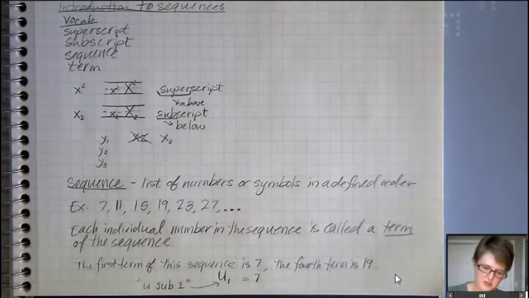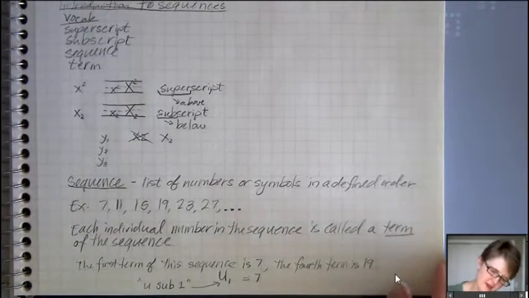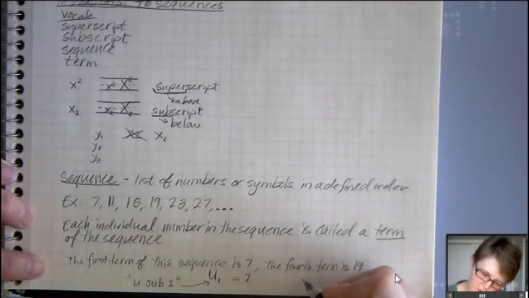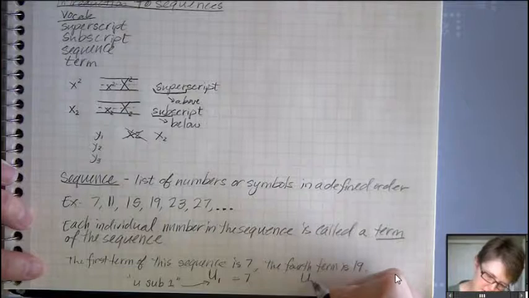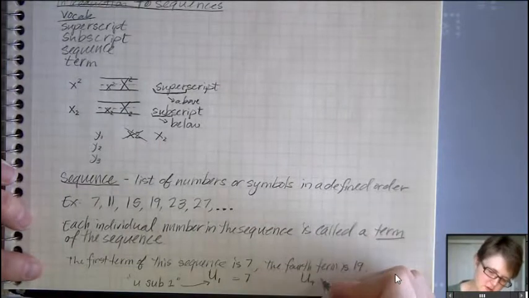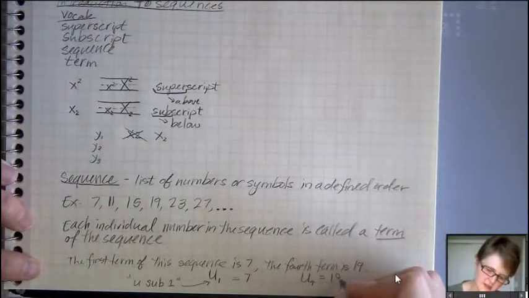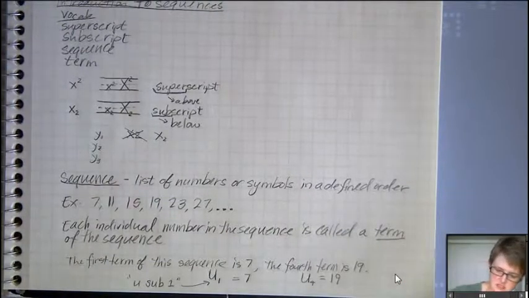So then how do we say the fourth term is 19? Well, you probably guessed it. We'll use that capital U sub 4 to represent the fourth term. And then there is an equals, and then 19. So this is actually an entire sentence in mathematics. Mathematics has grammar just like the English language does.